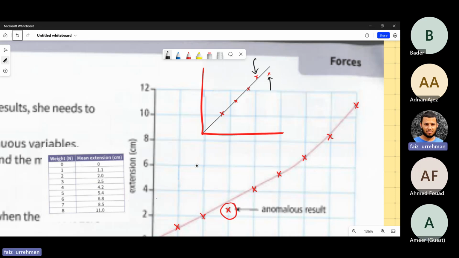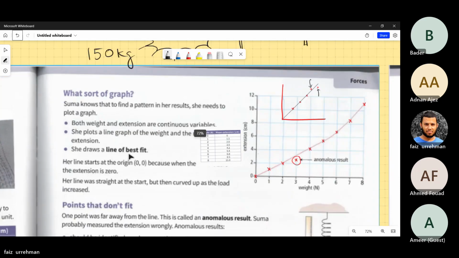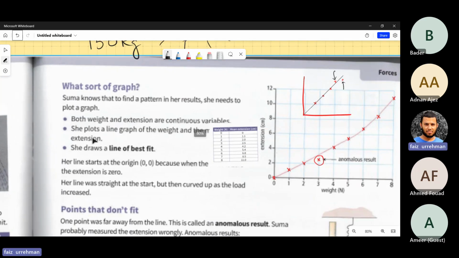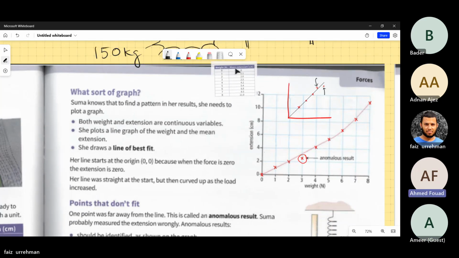So this line that passes through most of the points is known as the line of best fit. Because it is very fit. It has six packs. So this line is known as what? Line of best fit. It hits the gym. It doesn't miss leg day also.